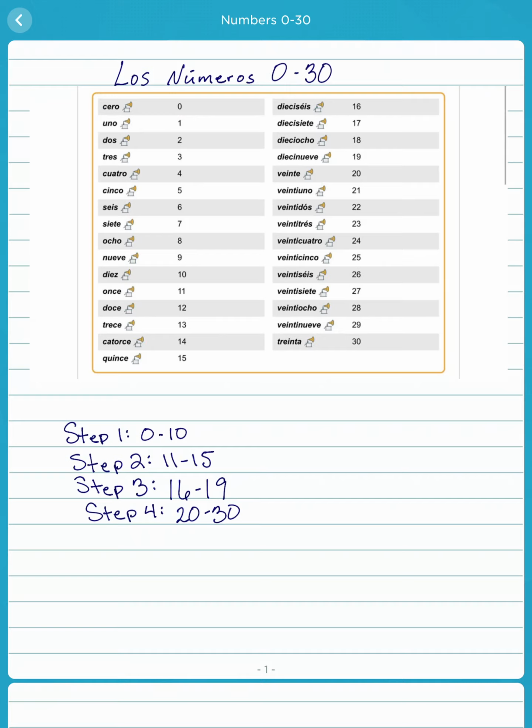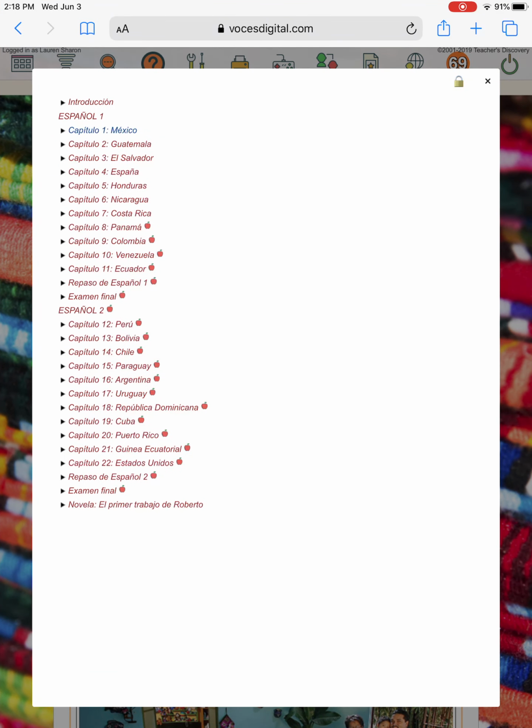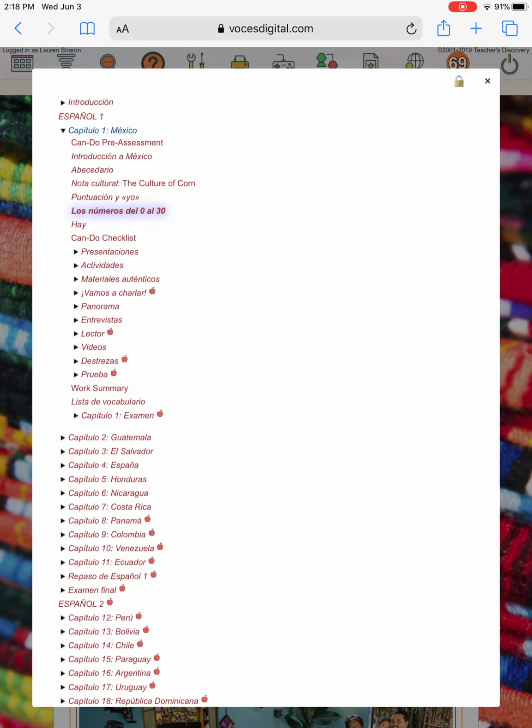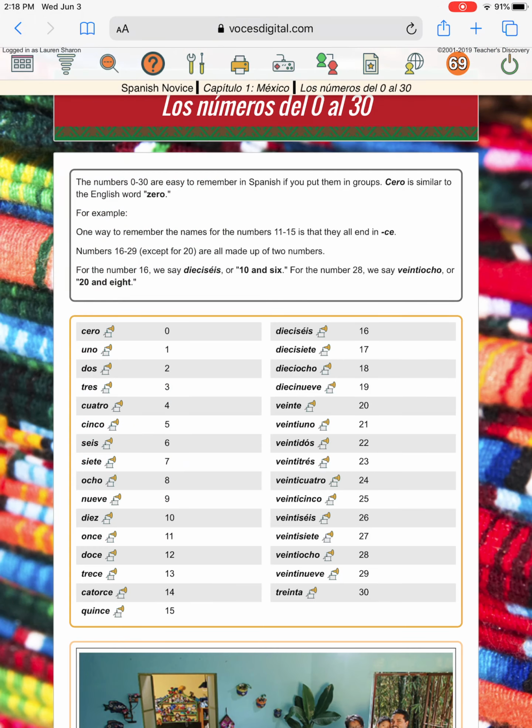Hola, estudiantes. Today we are going to talk about the numbers 0 through 30. So first off, if you're using Voces, it's just really good to know where you can find this. If you'll open up chapter 1 and go to Los Números del 0 al 30 from your table of contents right there, that will take you here.